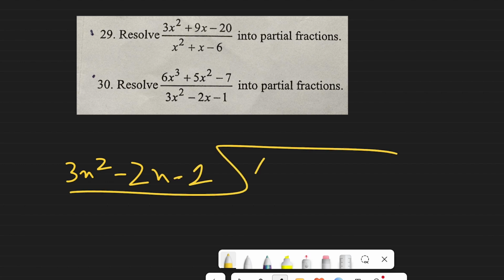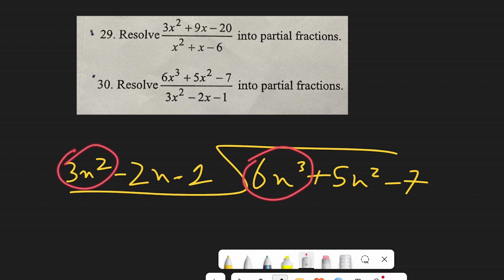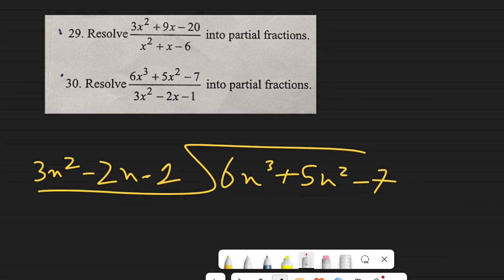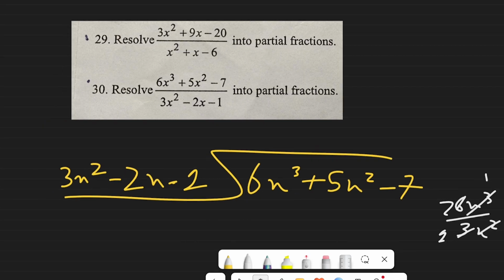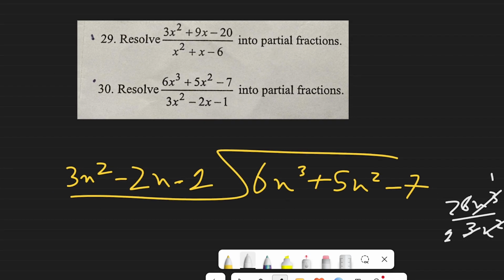So how do we do it? 6x cubed plus 5x squared minus 7, right? We first divide 6x cubed by the highest power term, so it would be 2x. You can do it in your rough work as well. So 6x cubed over 3x squared: this x cancels out, this becomes 1, this becomes 2 and this becomes 1. It would be 2x, so we will write 2x over here.